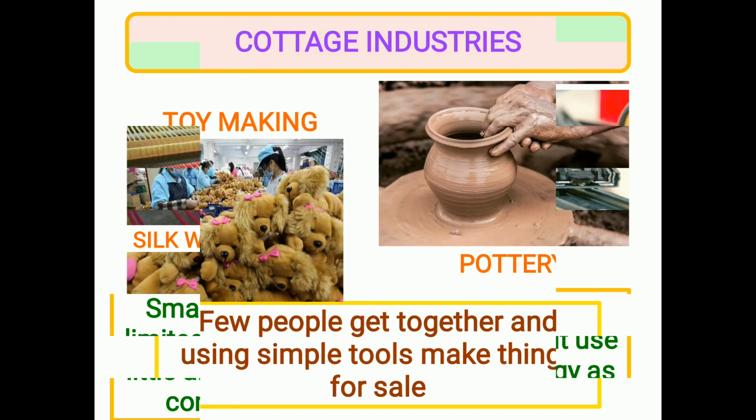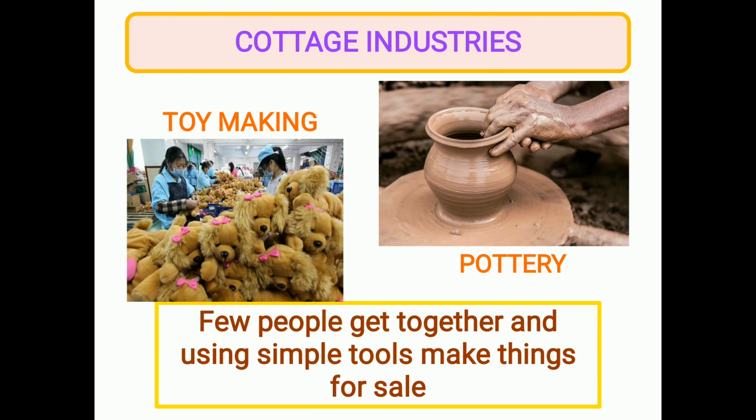Then the third type of industry based on size or capital investment is cottage industries. Cottage industries are also known as village industries or household industries. Here, a few people gather together and use simple tools to make things for sale. Even family members may be involved in this type of industry.